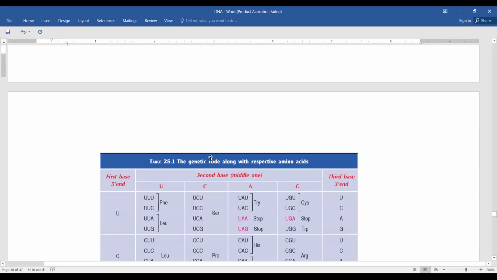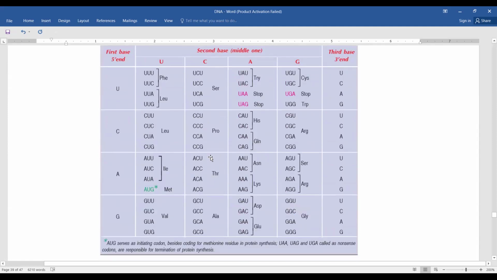Here is the codon dictionary. You can see 4 letters U, C, A, G. This is exactly just like our dihybrid cross Punnett square. So U can combine with U, C, A and G. Here we count it like this: U U U, U U C, U U A, U U G.